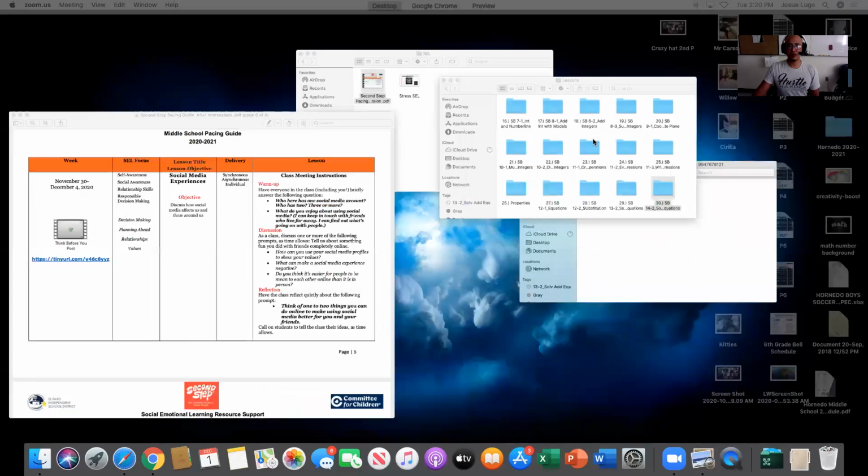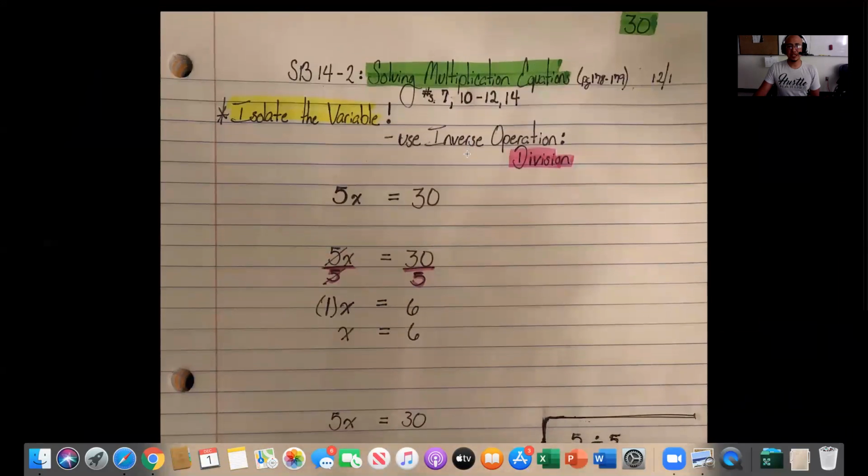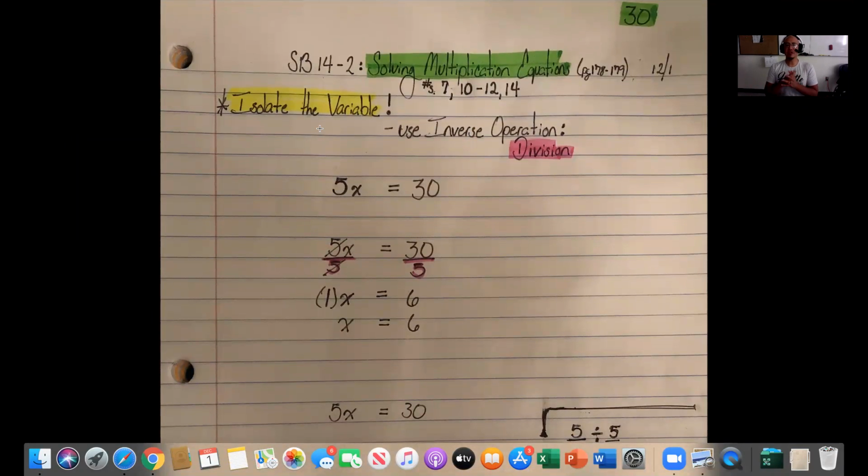Let's get started. Today, ladies and gentlemen, we are going to be going over lesson 14-2, which is solving multiplication equations. This is our 30th lesson. Here are the problems that we're supposed to do today: numbers 10, 11, and 12, and number 14.